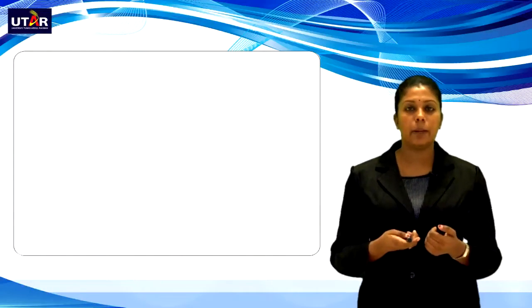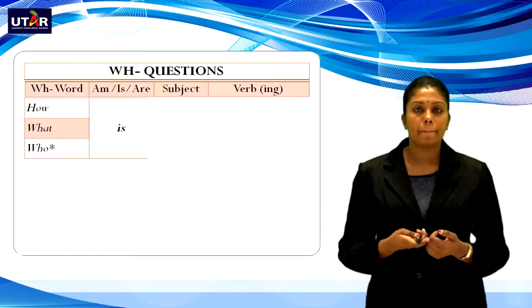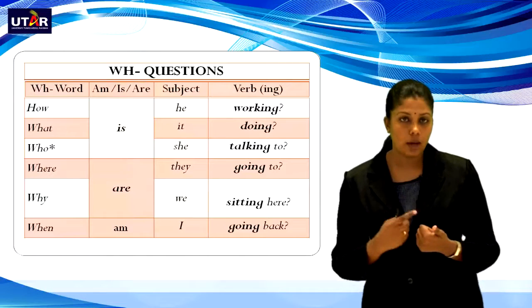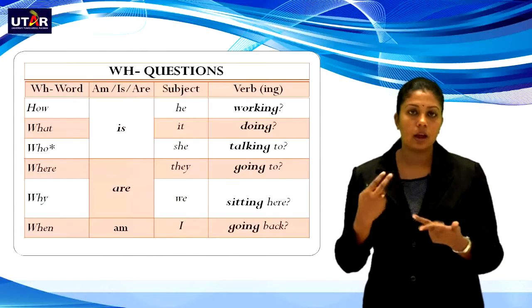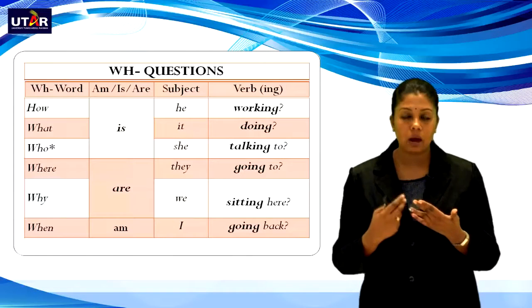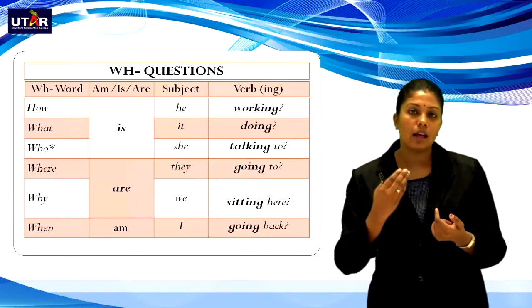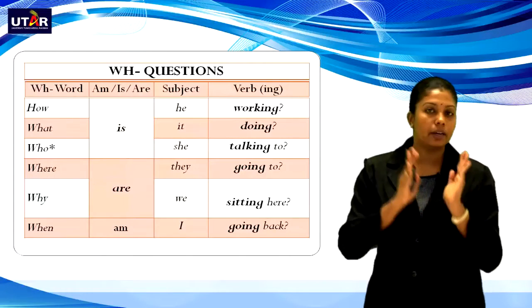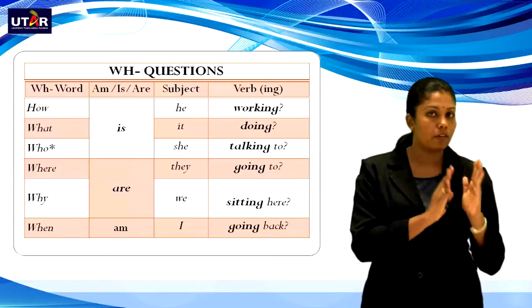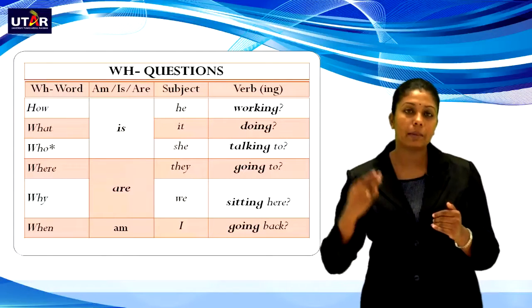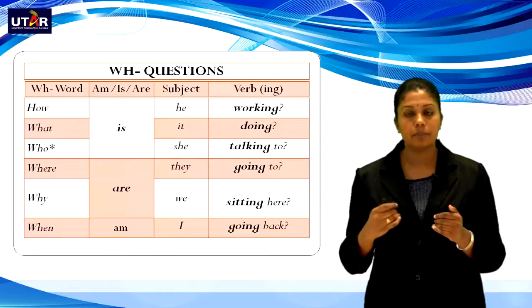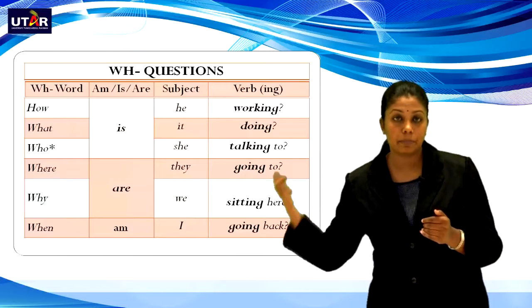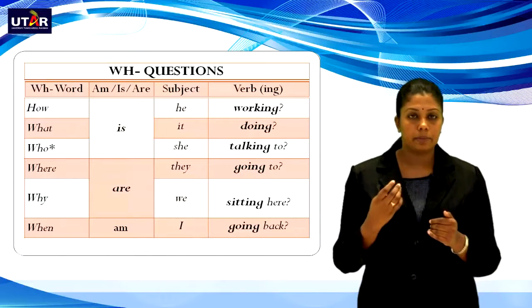Now let's look at the WH questions. For the WH questions, we have what, who, when, where, why, and how. So let's start with how. For the WH question, the WH word must be at the beginning of the sentence, followed by the be verb, which is the auxiliary verb, and then you have the subject and the verb in present participle form. So let's look at the examples.